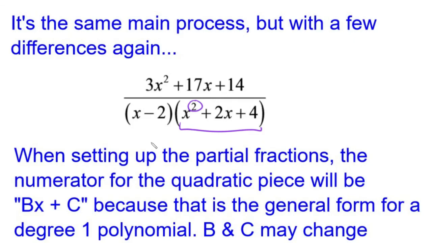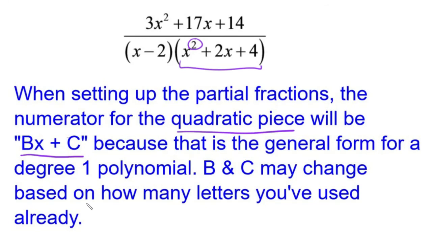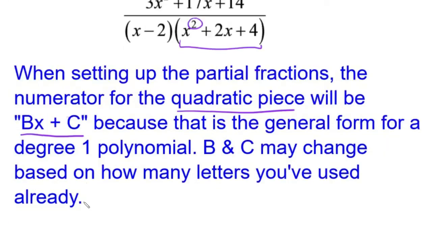So when setting up the partial fractions, the numerator for the quadratic piece of this one will be bx plus c, because that is the general form for a degree 1 polynomial. This is degree 2, right, squared. So the general form for the degree 1 polynomial is this, bx plus c. Because you could do ax plus b, but we'll already have used a, so you just move on to the next letters. B and c may change based on how many letters you've used already. The idea of the thing is still exactly the same, and we'll get to all that.